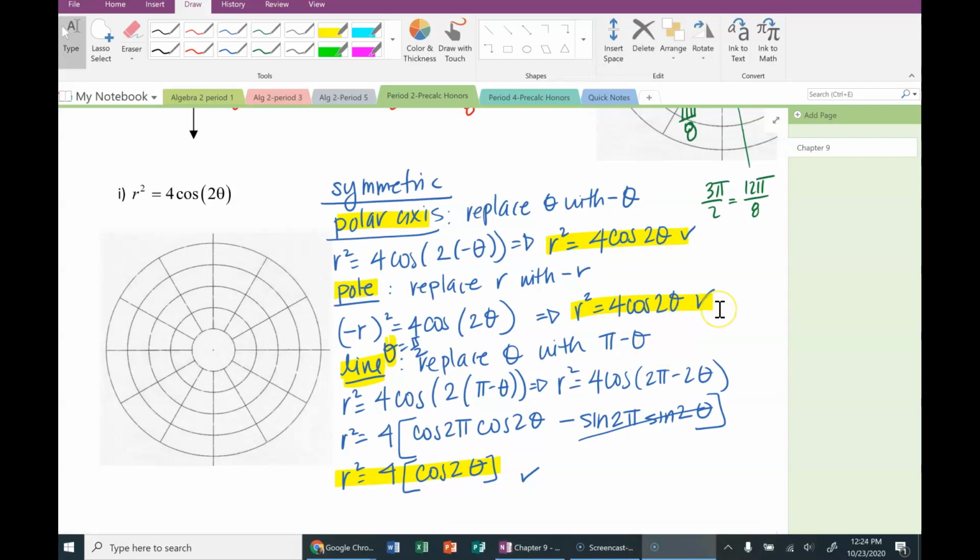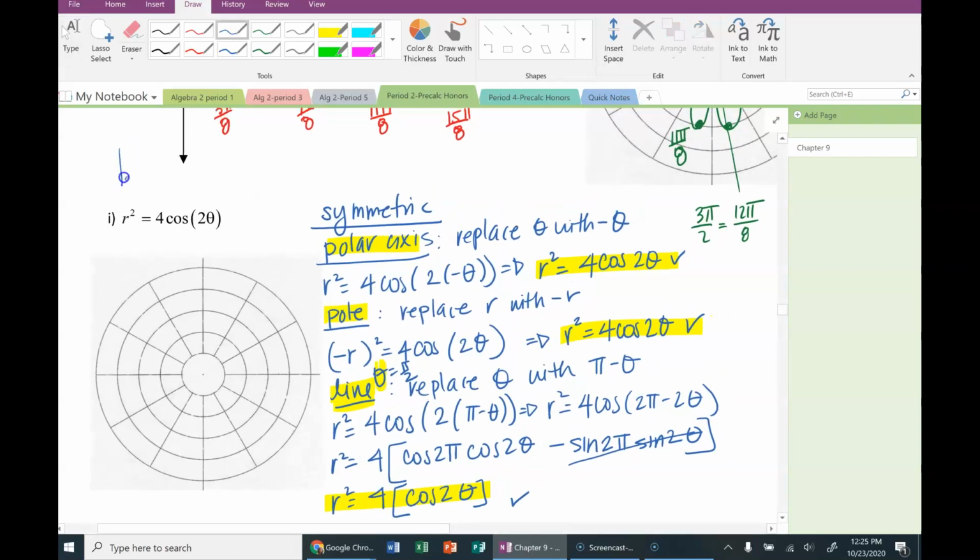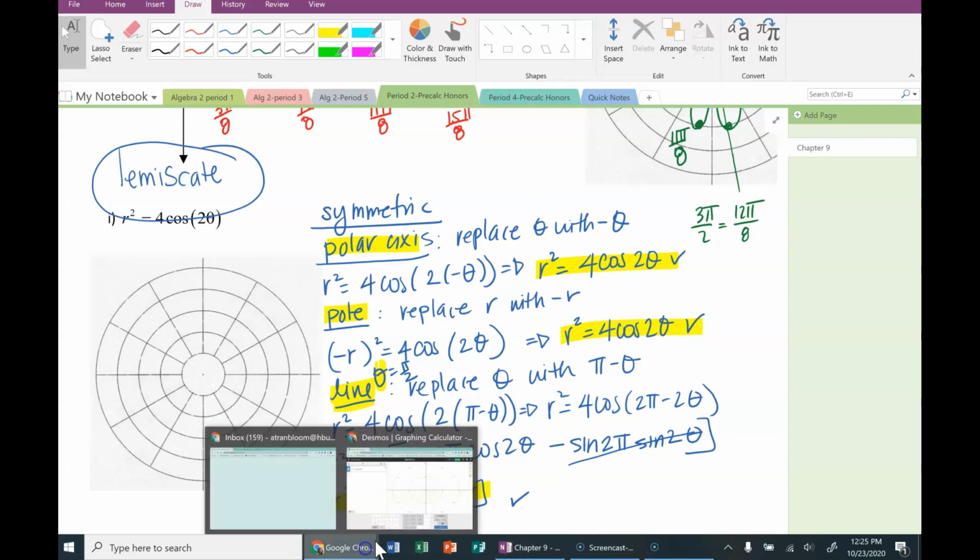Okay, so now we have to go and graph it on our decimals, right? Oh, before I go and graph it on a decimal, let's identify the graph. Okay, this is a lemniscate. Okay, so a lemniscate is like a propeller. So this is a lemniscate. Let's go and graph it out. And I'm going to find my decimals. Where is that? There you go.